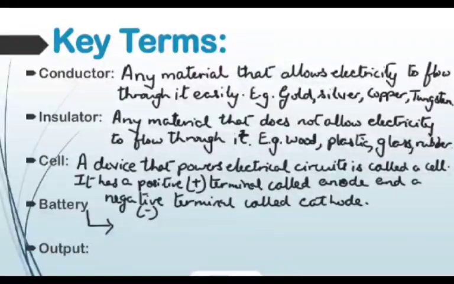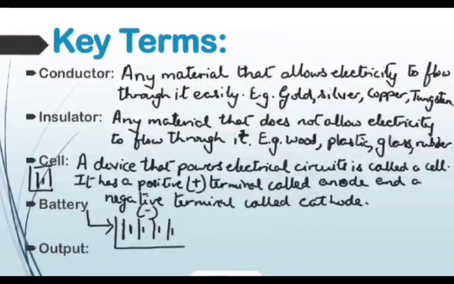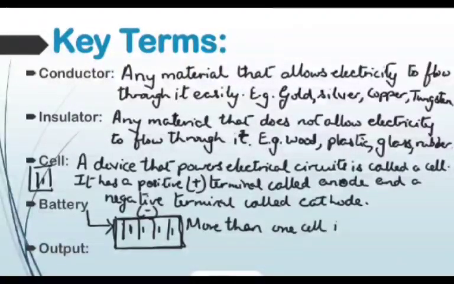Okay. Battery. What is a battery? This is one cell. Correct, children? And a battery may be a series of cells in a circuit. The whole thing is known as a battery. So what is a battery? More than one cell in a circuit is called a battery.